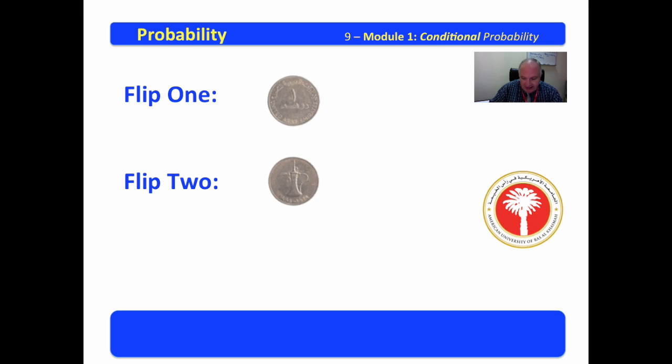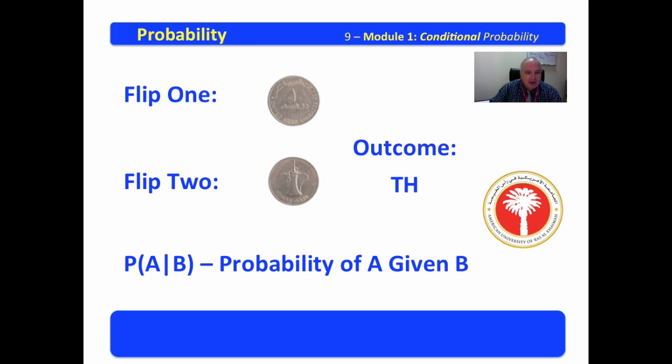Flip 2, we got a heads. What is the probability that we would flip the coin first and get a tails, and then flip the coin and get a heads? This is conditional probability. And it is read as, what is the probability of A dependent on B? A conditional B. The probability of A happening conditional on B happening. The probability of A given B is another way of saying that. B happens first and then A occurs. And what is the probability of B happening first, then A occurring?